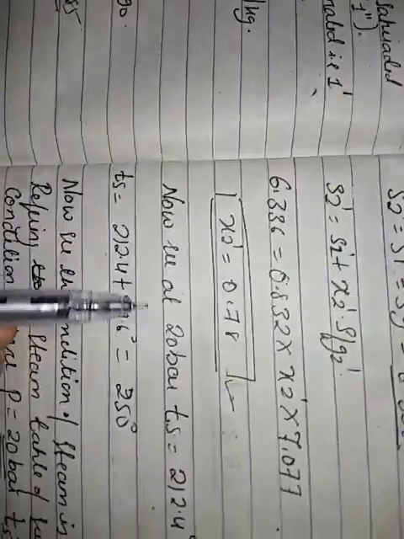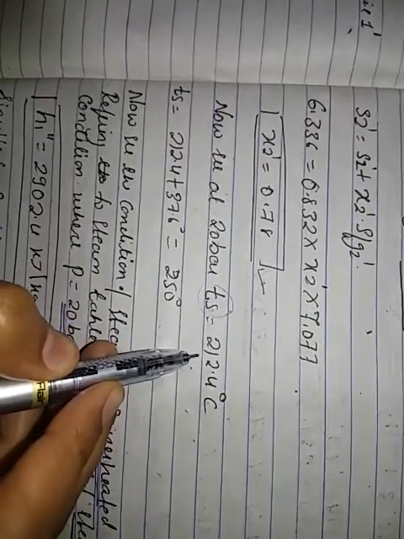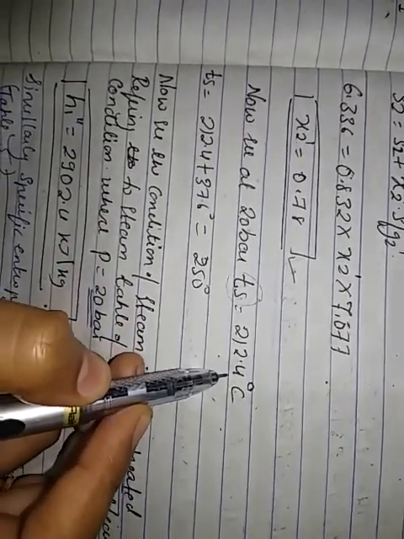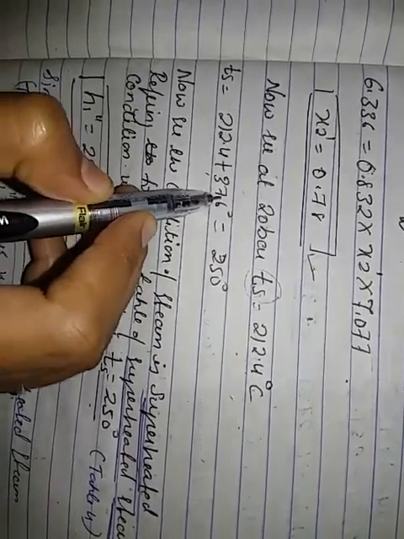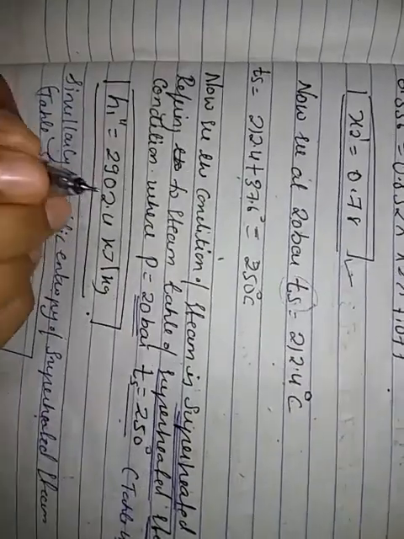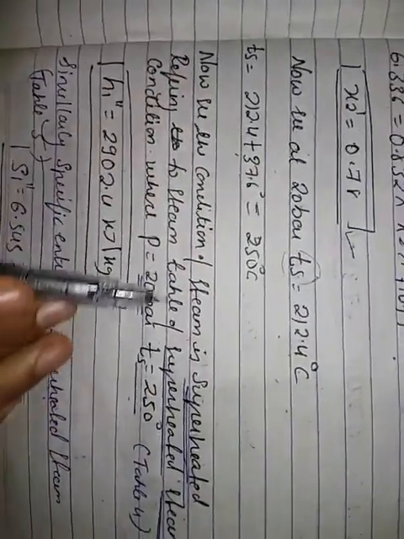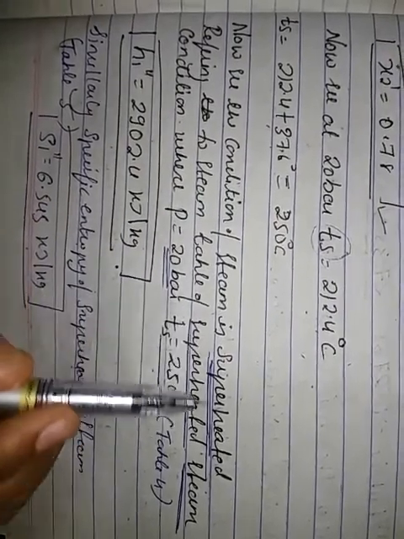So at 20 bar, if I refer to the steam table, TS is equal to 212.4 degrees Celsius. Now our initial temperature is given as 37.6 degrees Celsius. So if I calculate this, it comes out to be 250 degrees Celsius. Now see here, what is the twist in this? We are using the condition at the double dash point, which is superheated, right?